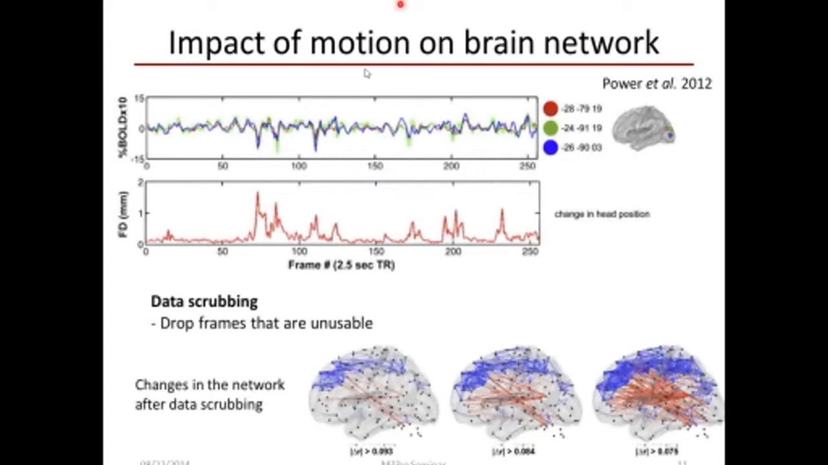So here, what they are showing in this analysis, Power et al., this paper came out in 2012, they considered 3 regions at the back of the head. And here they are showing the fMRI time series from these 3 different locations.